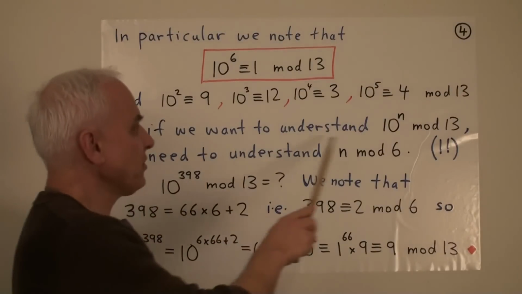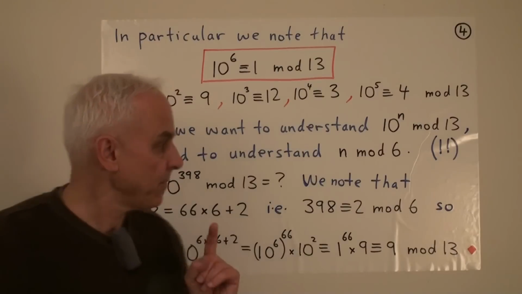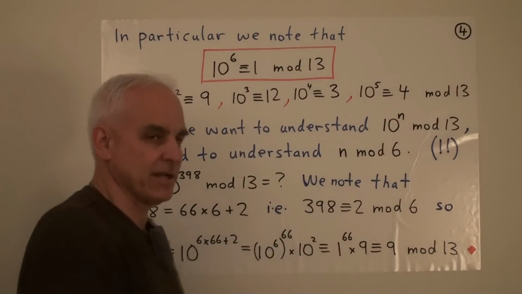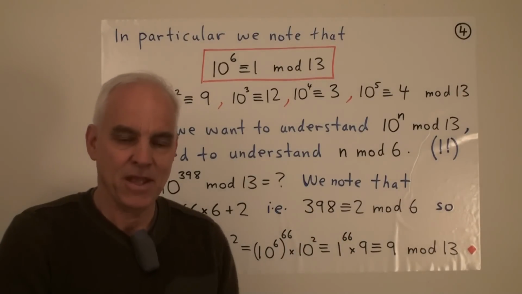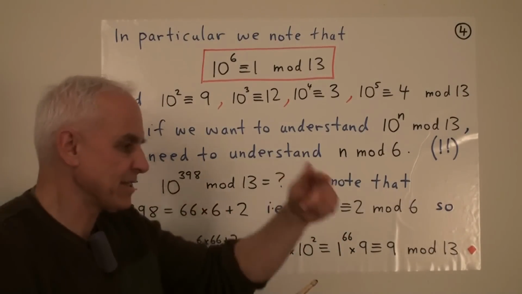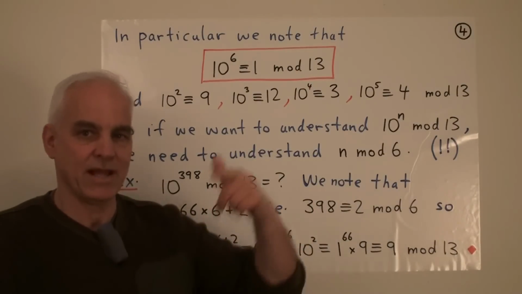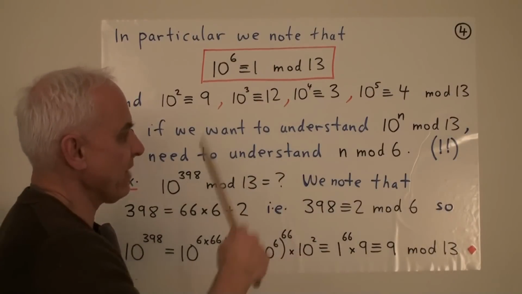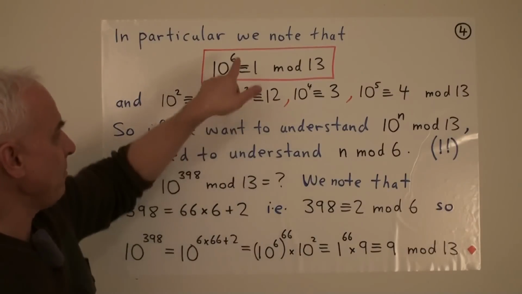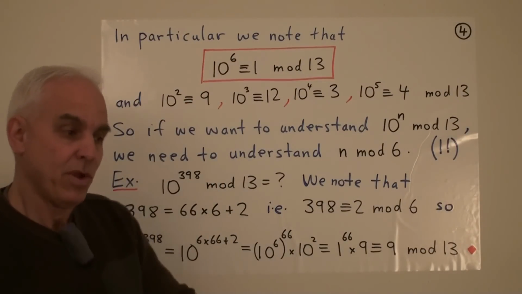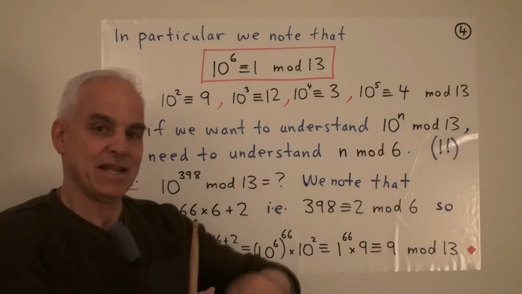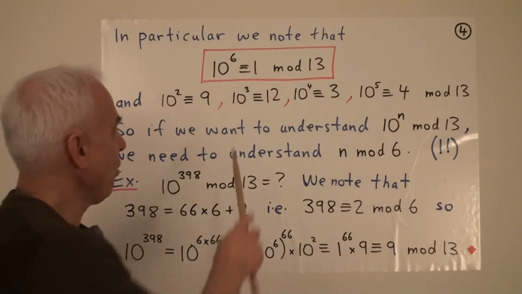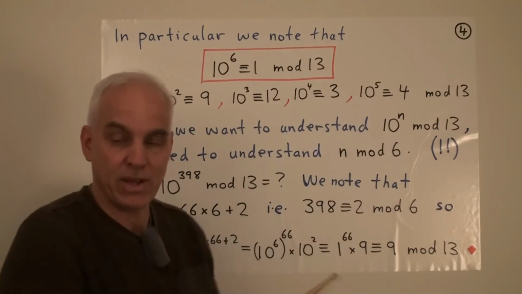So that means that if we want to understand 10 to the n mod 13, we really need to understand n mod 6. There's now a 6-fold symmetry that's appearing here in the fact that these remainders repeat every 6. So if we have a very big power there, we really want to know where does it sit in this pattern of multiples of 6 that will determine which of these various remainders we actually end up on.